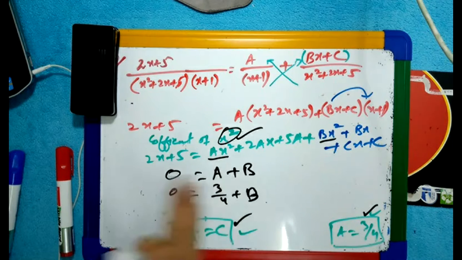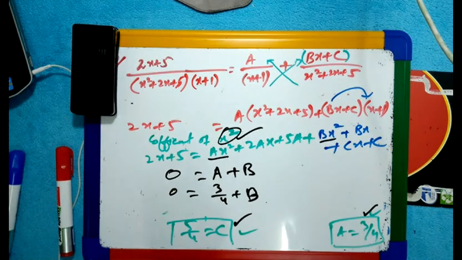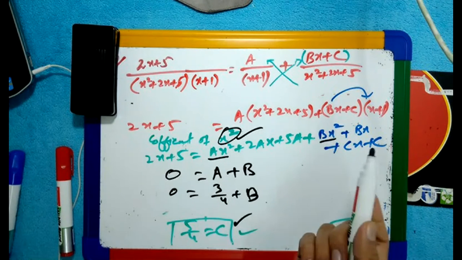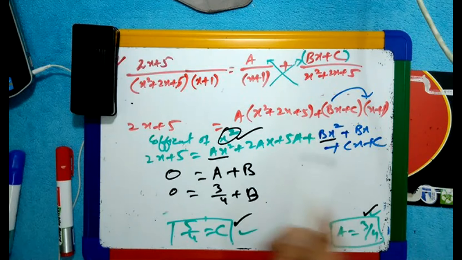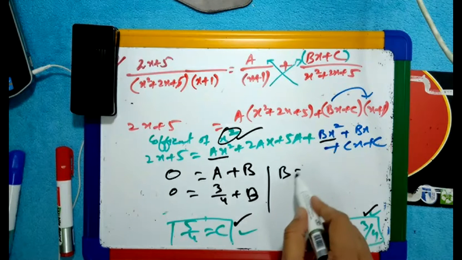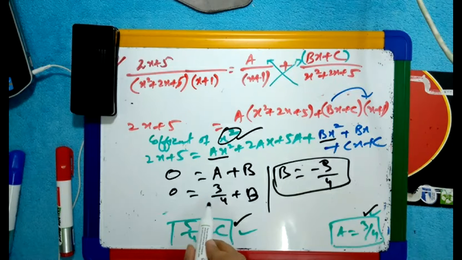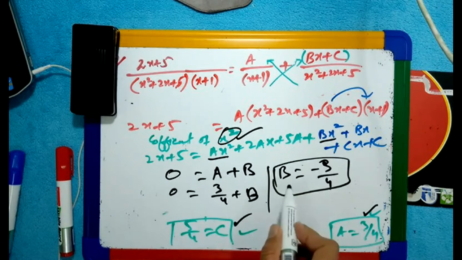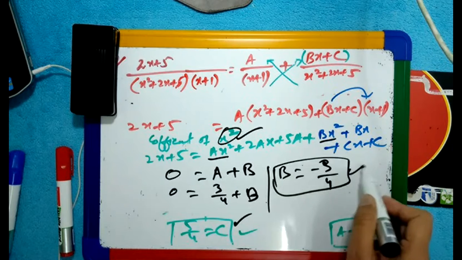You can find out all of A, B, C by comparing. First compare x squared, then compare x, then compare the constant. You can calculate all from this equation. So 3/4 plus b equals 0, so you get the b value. You will move this one to the left side and you get minus. So the b value is this, a is this, and c is this.